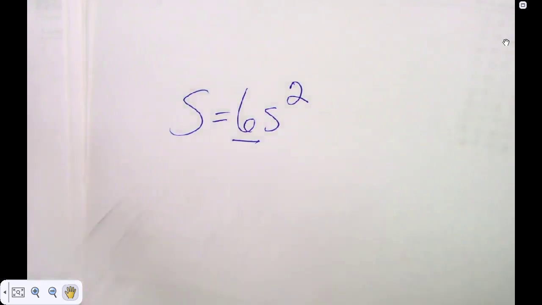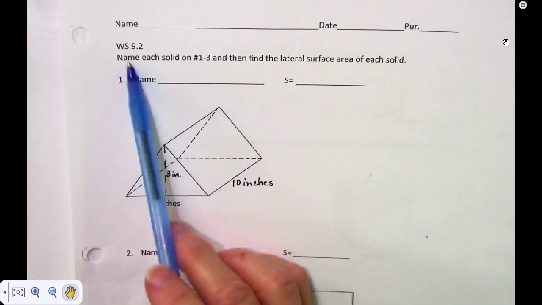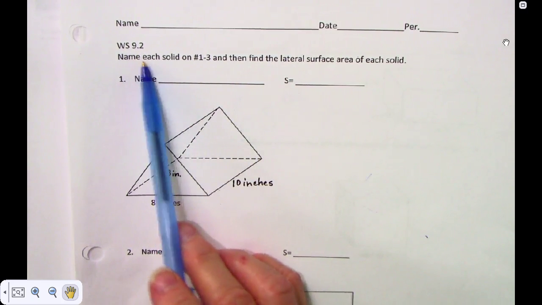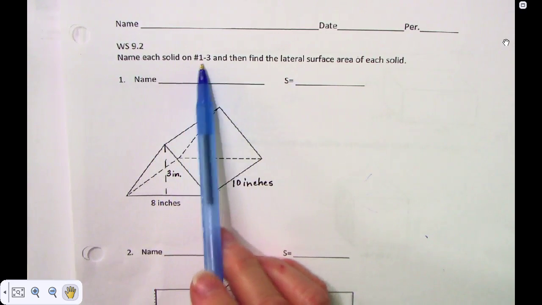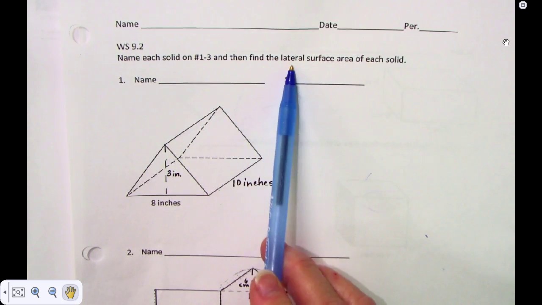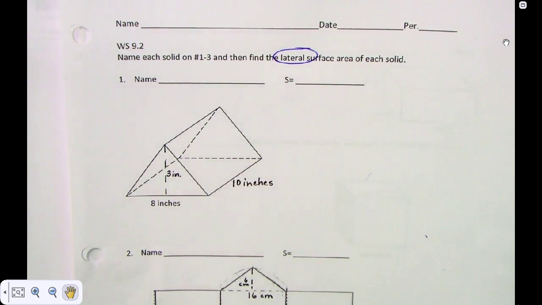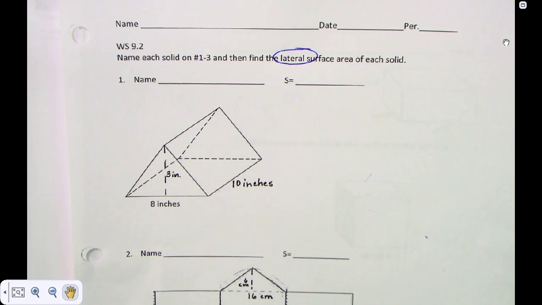Now, look at this right here. Read the directions, Trent, for right here. Okay. Any solid number 1 through 3 and then find the lateral. Everybody circle lateral and say lateral. Lateral. On your formula chart, your reference chart that you're supposed to have out. Freeze.